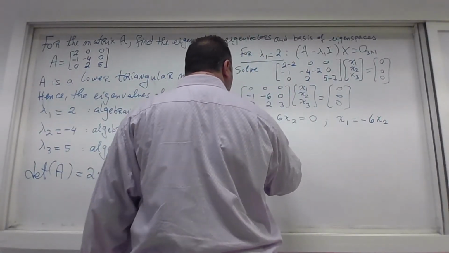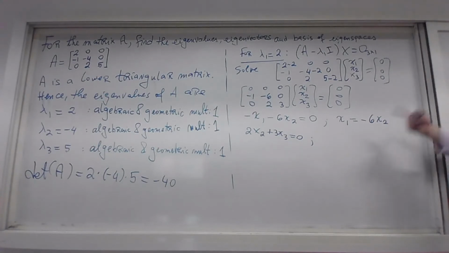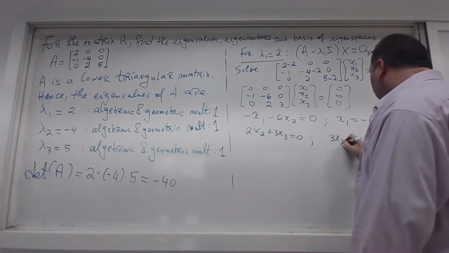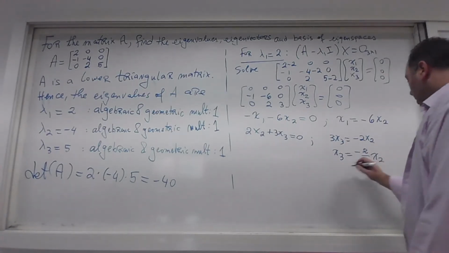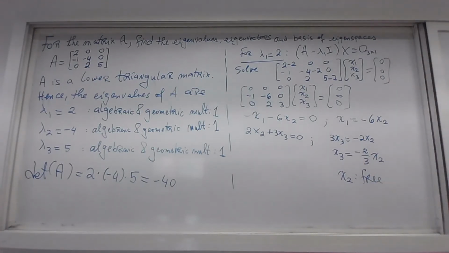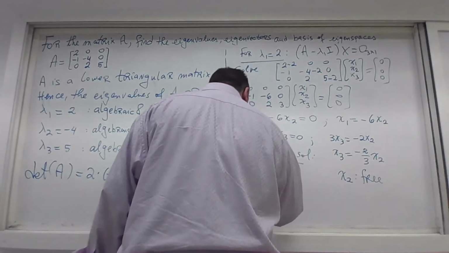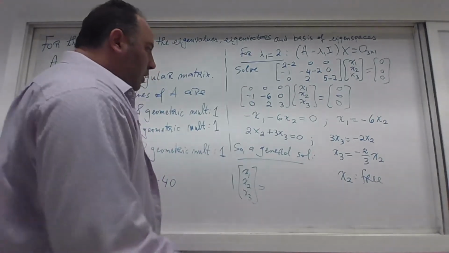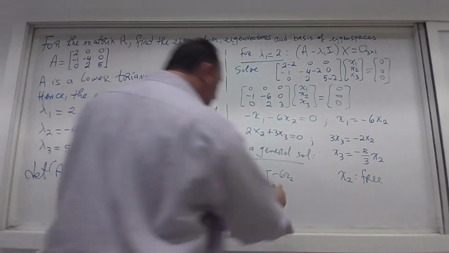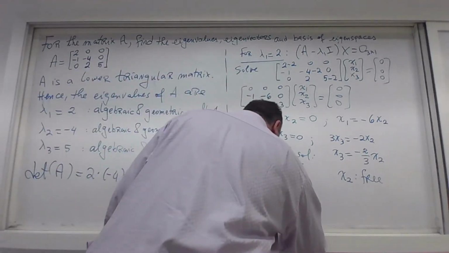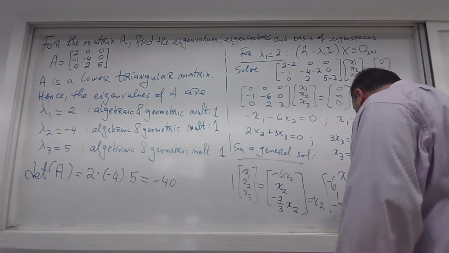The last equation tells me 2x2 plus 3x3 is 0. Here I have x2, so I'll make x2 the free variable for fun. So I have 3x3 equal to negative 2x2, which means that x3 is equal to negative 2 over 3 x2. Doesn't really matter. So the general solution: x1 is negative 6x2, x2 is x2, and x3 is negative 2 over 3 x2. So I can factor x2 out and I get negative 6, 1, and negative 2 over 3.